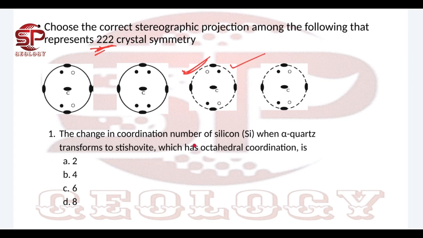The change in coordination number of silicon when alpha quartz transforms to stishovite, which has octahedral coordination. In quartz, that is SiO2, Si has a coordination number of 4. When it converts to stishovite, a high pressure polymorph of quartz, its coordination number becomes 6 because it has octahedral coordination. So 4 to 6, the change will be 2. So the answer will be A.